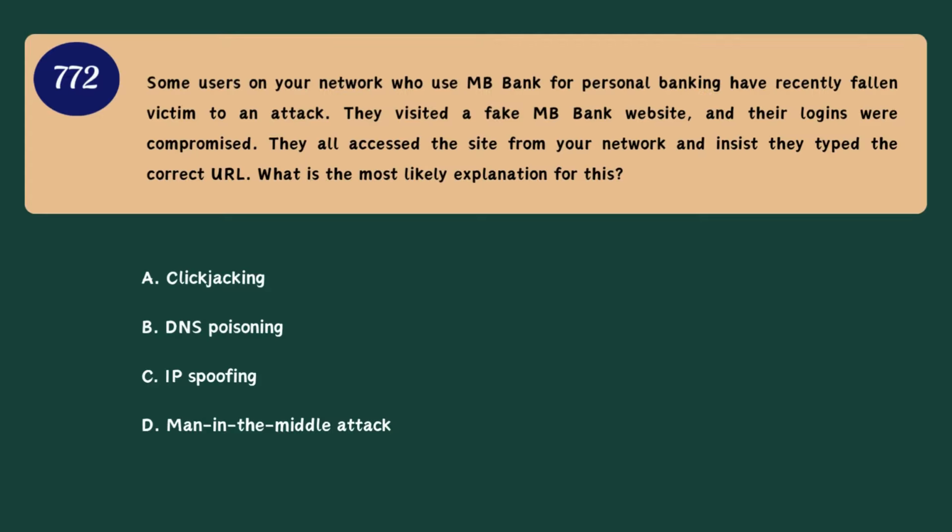Question 772. Some users on your network who use MB Bank for personal banking have recently fallen victim to an attack. They visited a fake MB Bank website, and their logins were compromised. They all accessed the site from your network and insist they typed the correct URL. What is the most likely explanation for this? A. Clickjacking. B. DNS poisoning. C. IP spoofing. D. Man-in-the-middle attack.